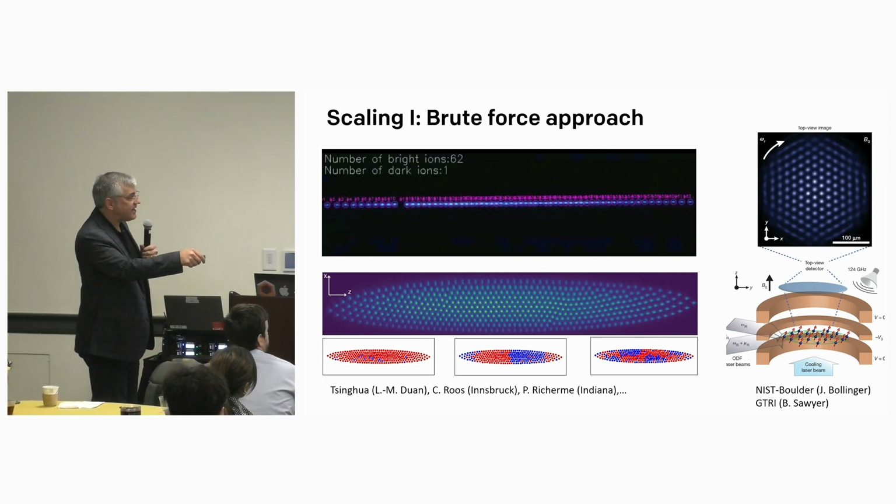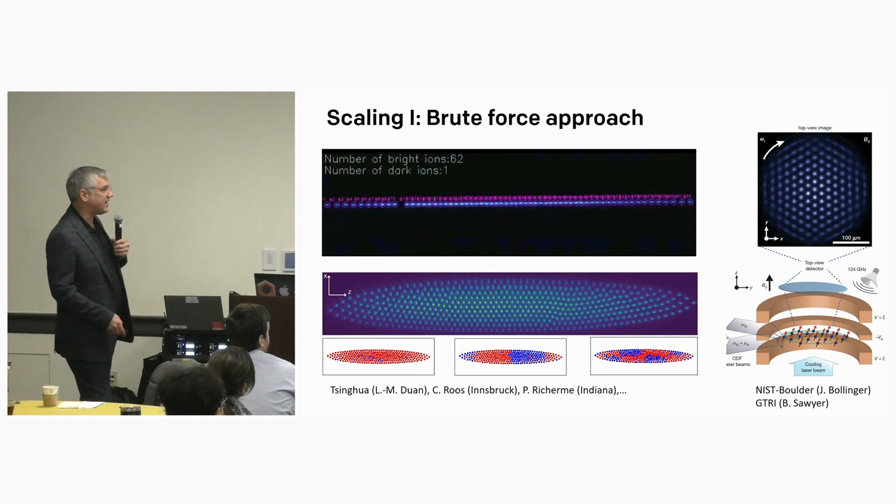A Penning trap is another way. It's a different type of geometry where the ions spin at a few hundred kilohertz. It has its own technical challenges, but they are technical.